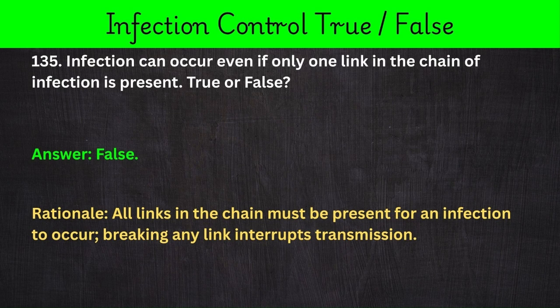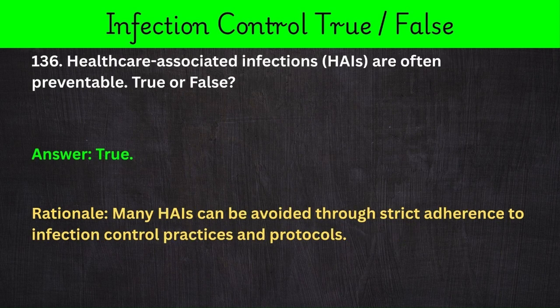135. Infection can occur even if only one link in the chain of infection is present. True or false? Answer: false. Rationale: all links in the chain must be present for an infection to occur. Breaking any link interrupts transmission. 136. Healthcare-associated infections, HAIs, are often preventable. True or false? Answer: true. Rationale: many HAIs can be avoided through strict adherence to infection control practices and protocols.